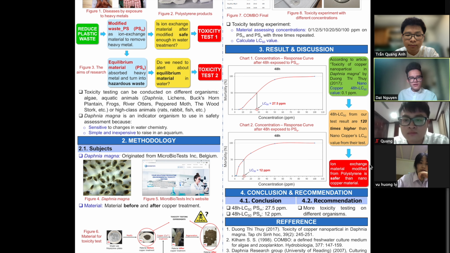Finally, we have put the conclusion on the poster, and we need to do more toxicity testing of the material on different organisms. These are the references that helped us to complete this research.